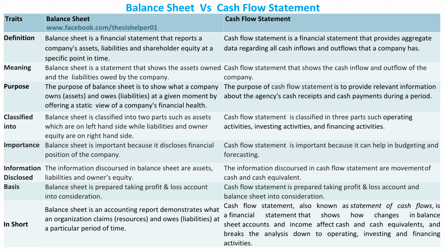Balance sheet is classified into two parts, such as assets, which are on left-hand side, while liabilities and owner equity are on right-hand side. Whereas, cash flow statement is classified in three parts, such as operating activities, investing activities, and financing activities.